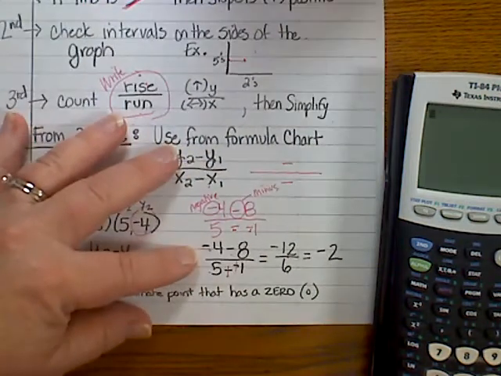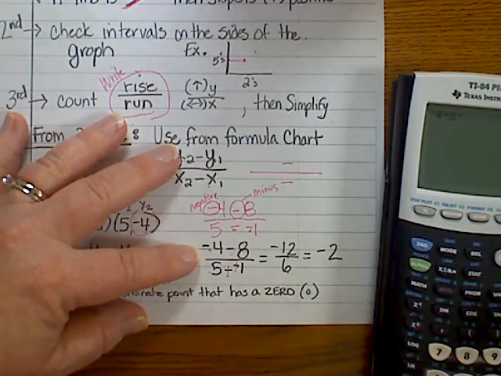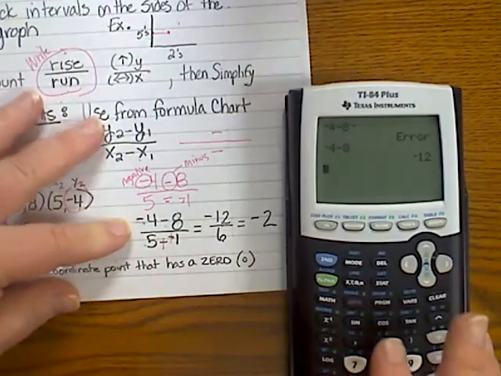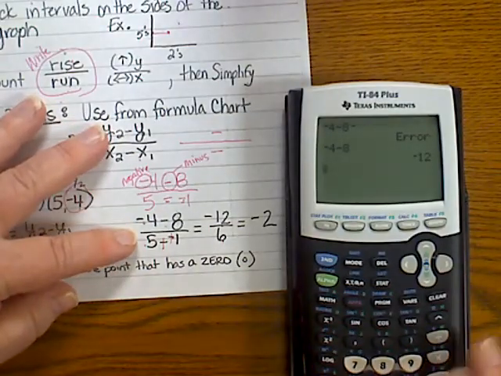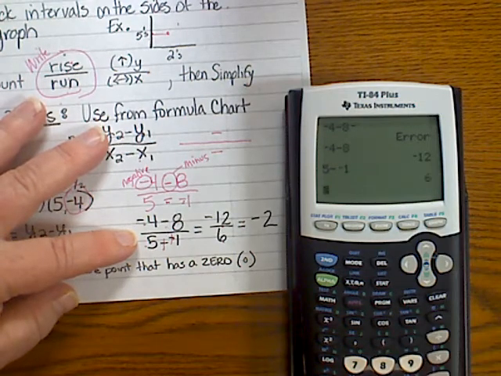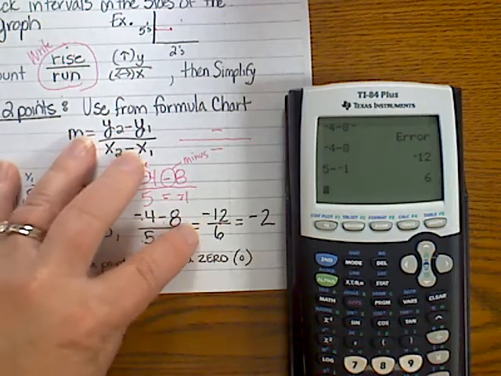So therefore, negative 4 subtract 8, and I get negative 12. Okay, just to prove my point. And then I put in 5 subtract negative 1, and I get 6. So negative 12 over 6, you always simplify.